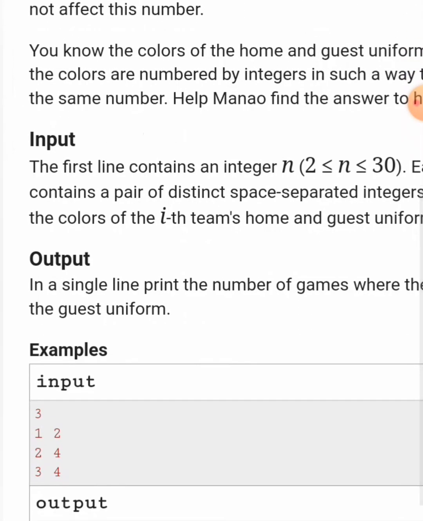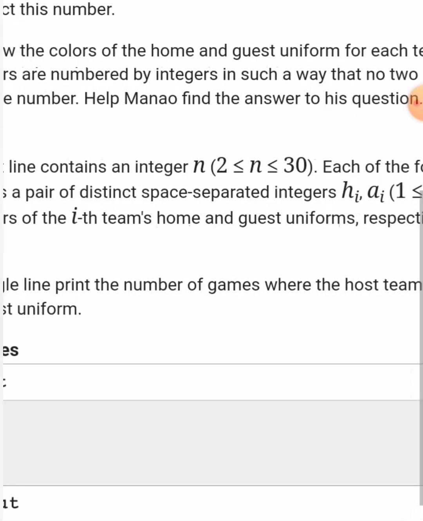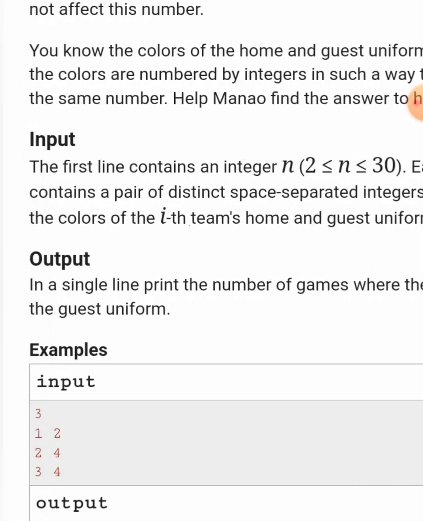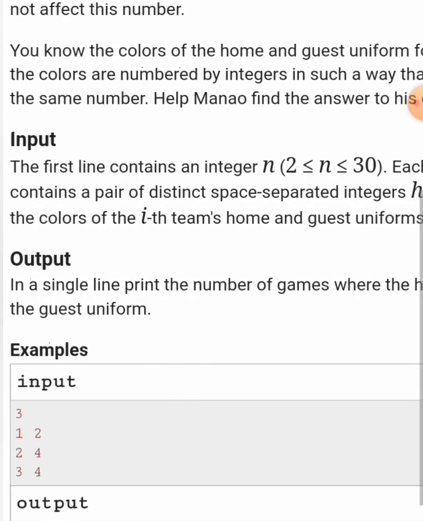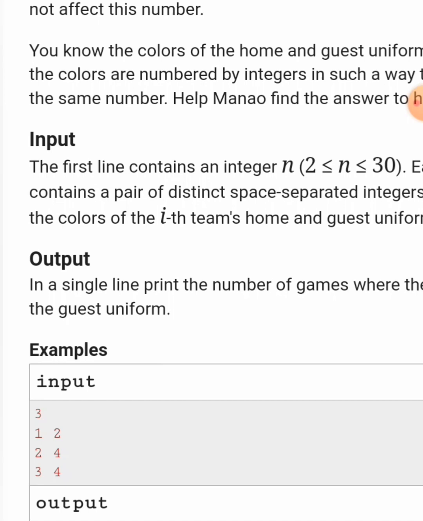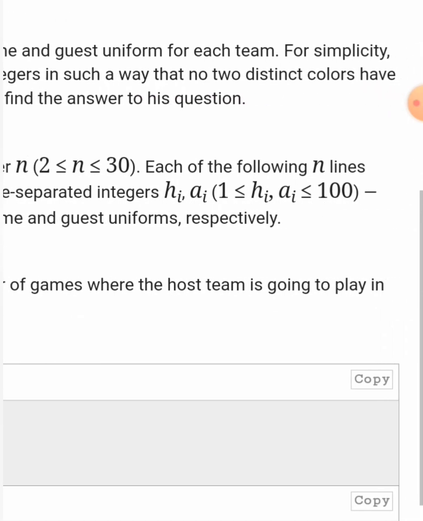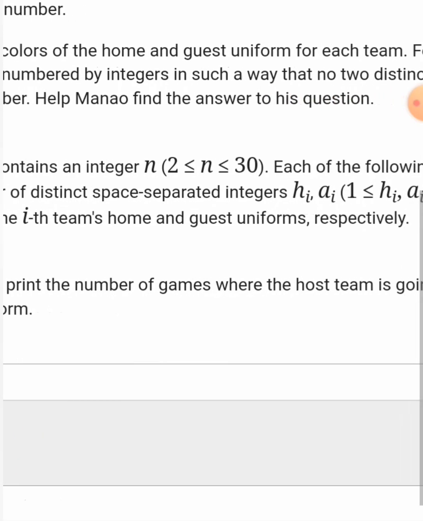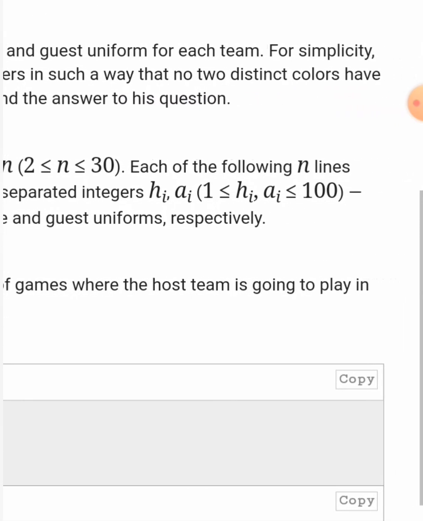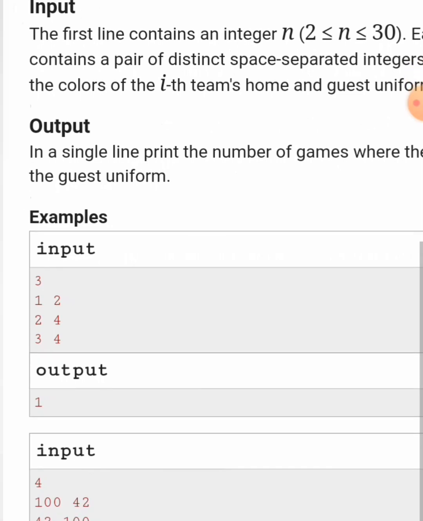Input. The first line consists of an integer n. Each of the following n lines contains a pair of space separated integers. The colors of the team's home and guest uniform respectively are put in a single line. Print the number of games where the host team is going to play in the guest uniform. Here you can see the examples.